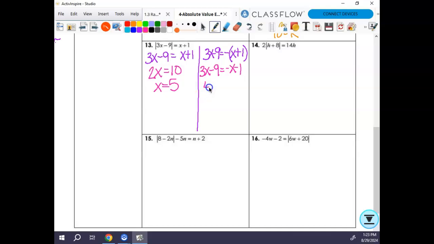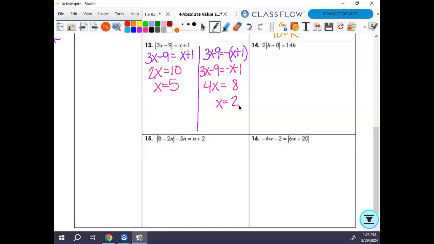I'm going to add the x, get 4x. Add the 9, get 8. And x equals 2. Then I need to check. Okay? So 5 times 3 is 15, minus 9 is what? What's 15 minus 9? 6. Absolute value of 6, and then 5 plus 1 is 6.